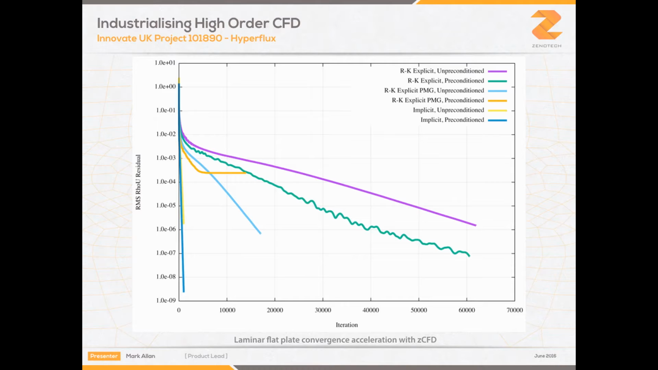The benefits of the implicit solver can again be seen in the convergence curves for the laminar flat plate, and here we have the blue curve and the yellow curve, which are from the implicit solver. As we can see, there's been a fraction of the iterations required to drop the residual, almost 8 orders of magnitude. We get by far the best convergence with the preconditioned implicit solver.